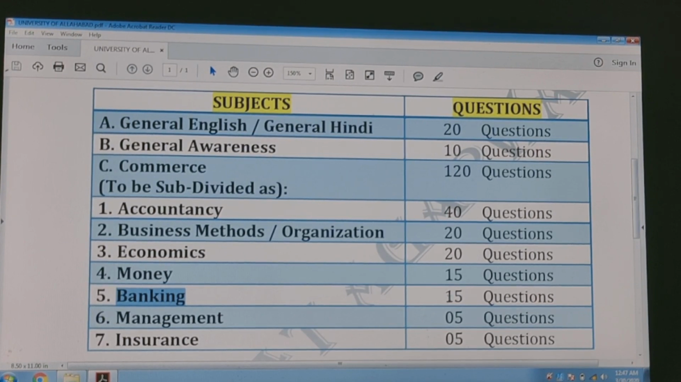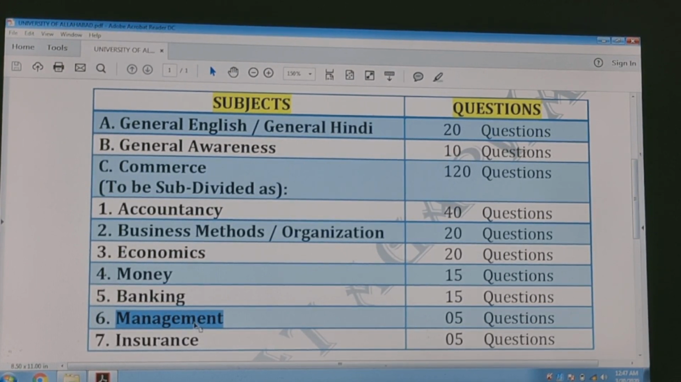It will be including as many as 15 questions from this banking aspect. Now moving ahead to the next aspect of commerce, which is management. Talking about management, it will include the functions of management, like POSDCORB, which you have studied: planning, organizing, directing, reporting, staffing, controlling, budgeting, these kinds of things. The functions of management will be coming.